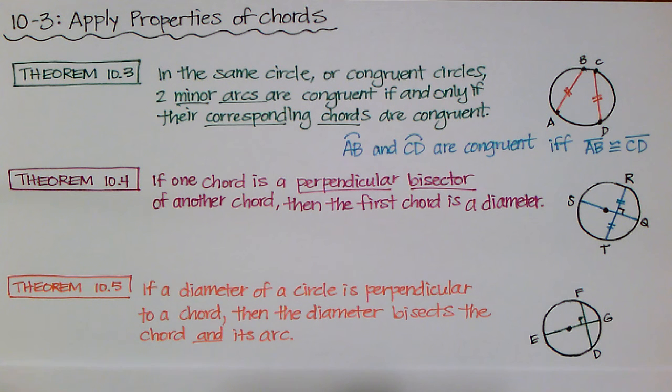Theorem 10.5 says, if a diameter of a circle is perpendicular to a chord, then the diameter bisects the chord and its arc. So not only is the chord being bisected, but also the arc, all the way from F around to D, is being bisected, which means that FG is congruent to GD.